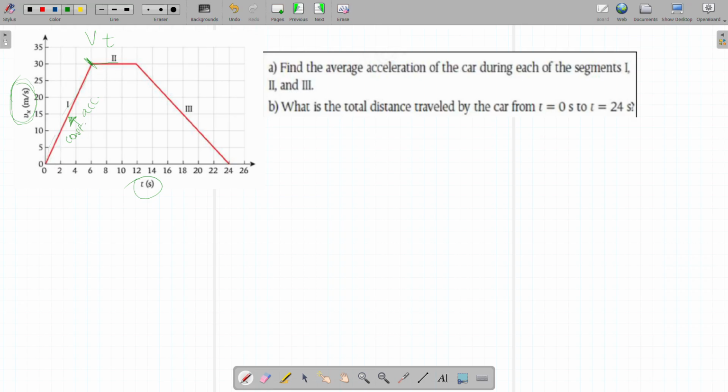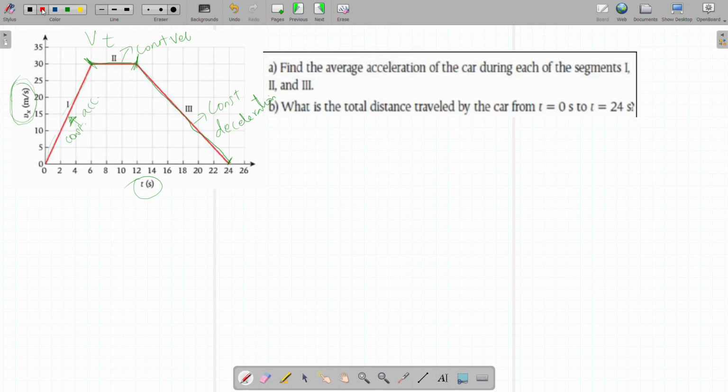After that, the velocity is not increasing, so it is constant. So we can say constant velocity. And you can see here the velocity is decreasing and it's also a straight line. So you can say constant deceleration. So there are three segments.